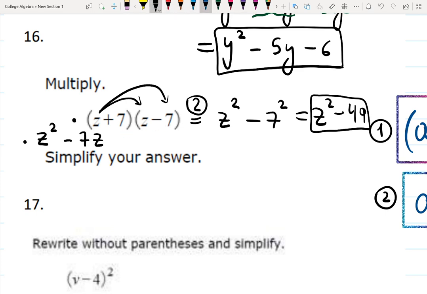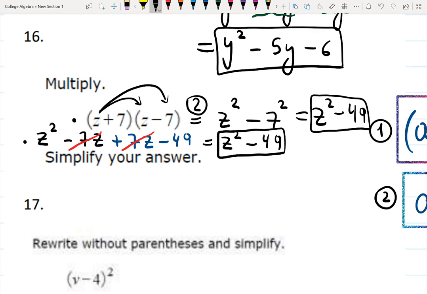7, I'll put it in blue. 7 times Z, that's plus 7Z. 7 times minus 7 is minus 49. Simplify. Z squared cannot be simplified, that's Z squared. But minus 7Z and plus 7Z gives you 0. 49 stays as 49. So you decide which way is faster.